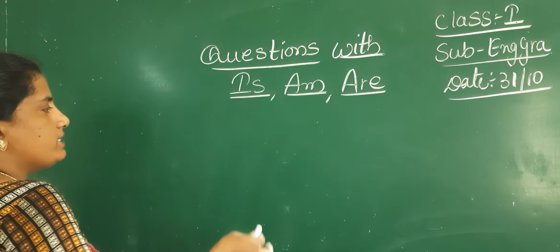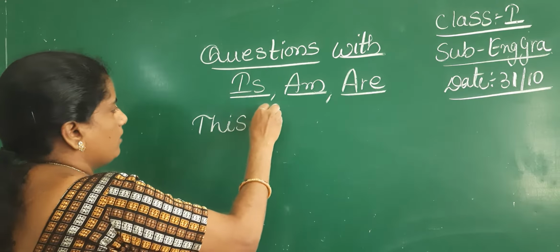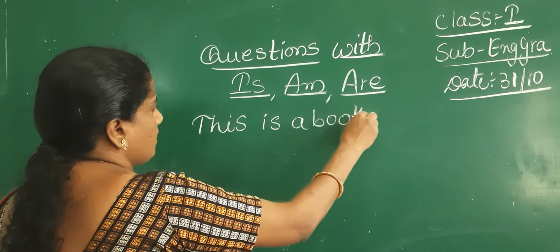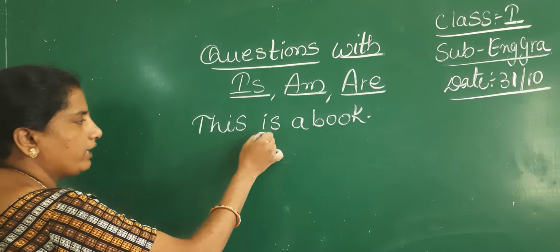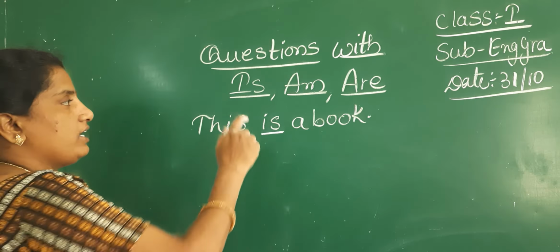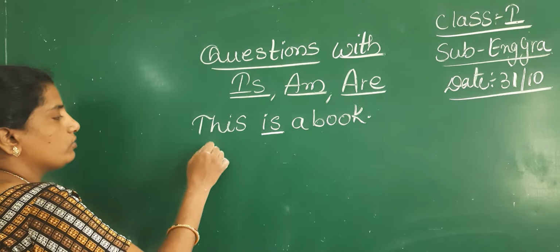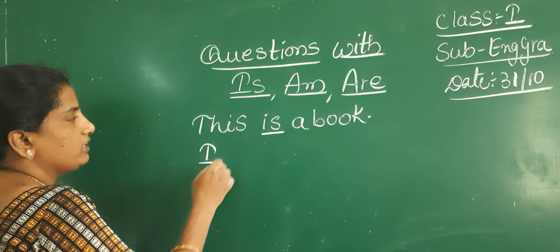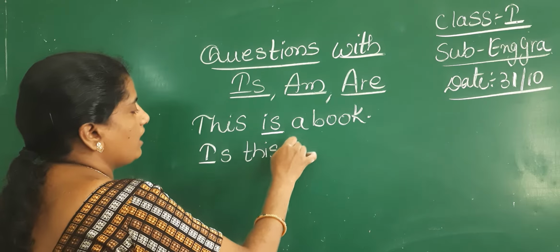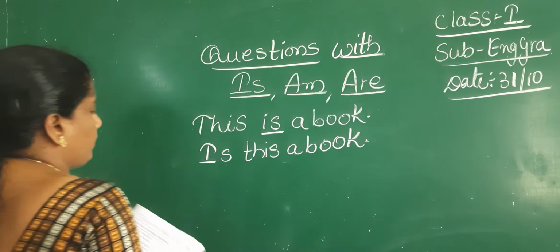Okay children, see children, if we have this is a book, first I will explain you, this is a book. So here you underline is. Always whenever you have is, am, are in the sentence, children, you have to start your question with is. Is this a book?